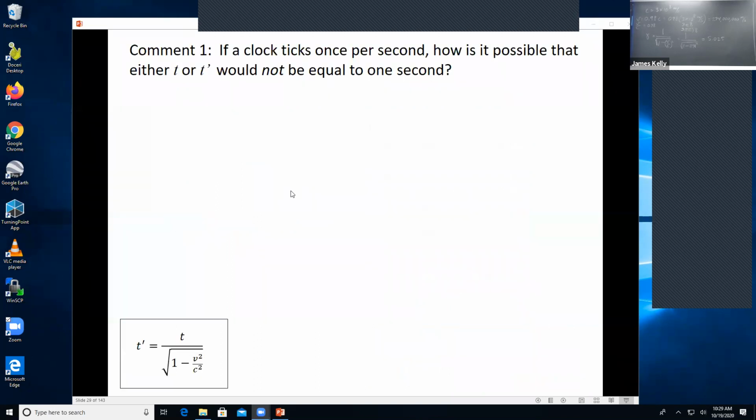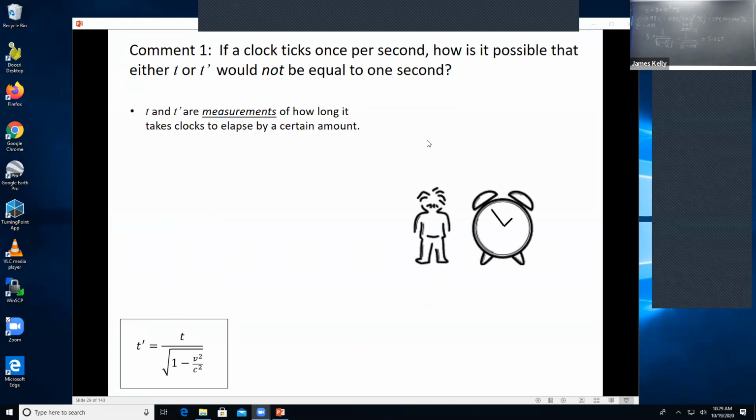Let's talk about one particular comment. Here's something that people sometimes have a question about at the beginning. Wait a minute. If a clock ticks once per second, by definition, it's a perfectly well-functioning clock. How is it possible that either t or t prime would not be equal to 1 second? And so just to give a little bit of airtime to this, the idea is t and t prime are measurements of how long it takes a clock to elapse by a certain amount.